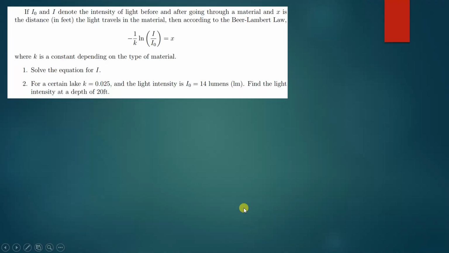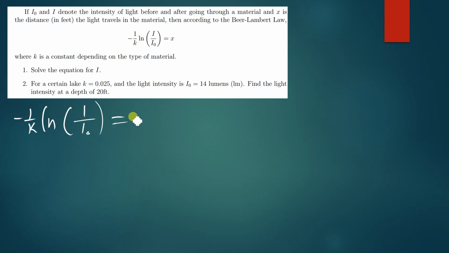Okay, so the question is simple. It says if I naught and I denote the intensity of light before and after going through a material, and x is the distance in feet the light travels in the material, then according to the Beer-Lambert Law, the equation is given as -1/k ln(I/I naught) being equal to x.